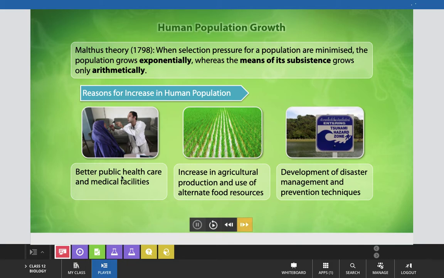Means that increase in human population, for which there are main reasons here. One reason is better public health care and medical facilities. Another reason is increase in agricultural production and use of alternate food resources. And third factor we can consider that helps in increase in that human population, development of disaster management and prevention techniques.